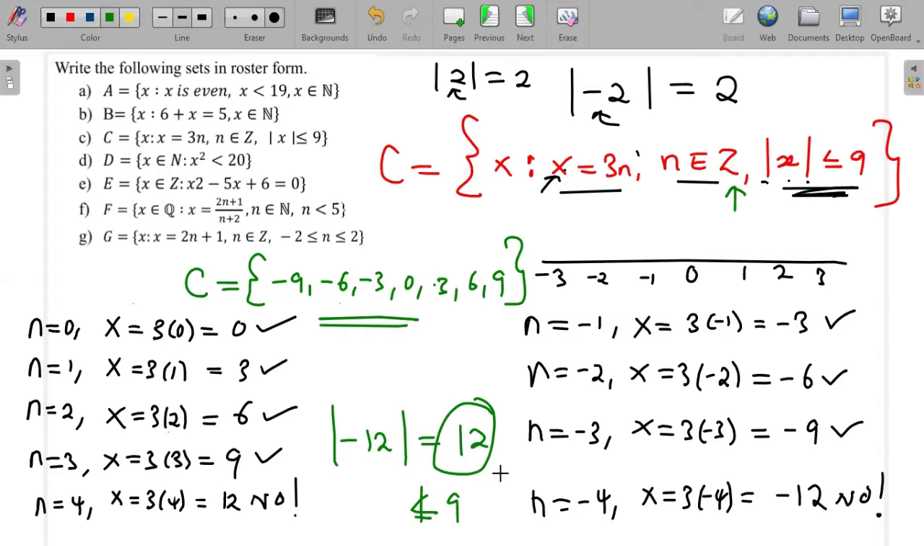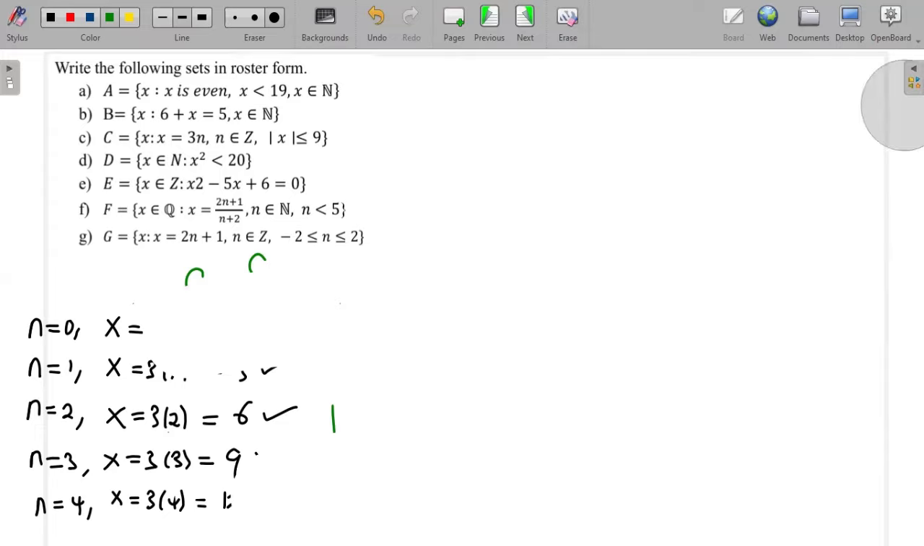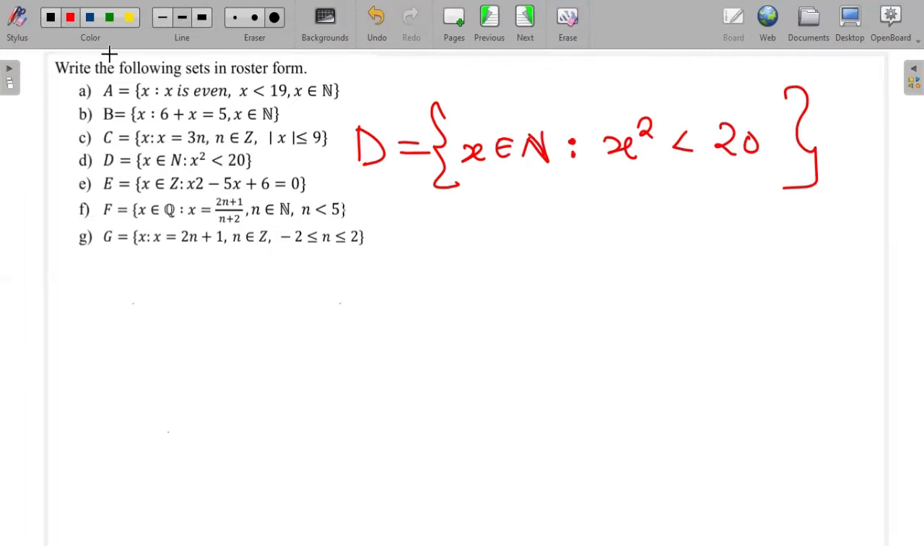Oh, thank you. Yes. All right, let's look at the next one, which is D. Okay, let's look at D. So on D, they're saying what? So they said set D is a set of x, which is a natural number, okay, such that x squared is less than 20. Okay, this one should be very easy.